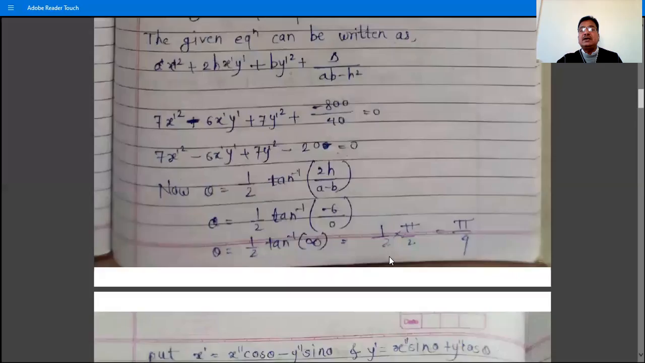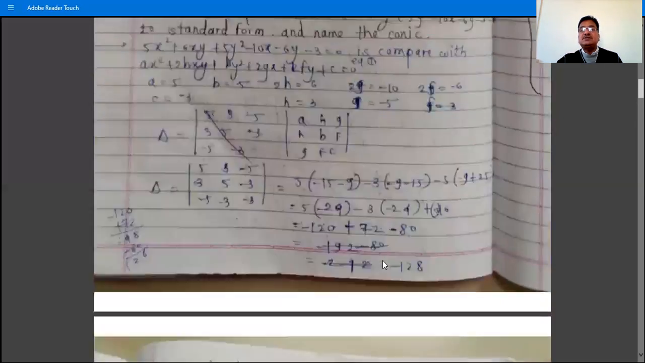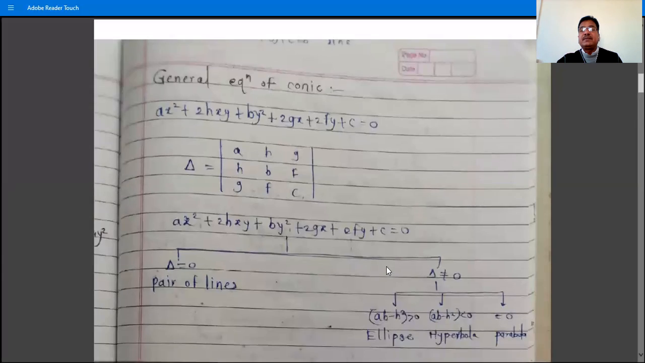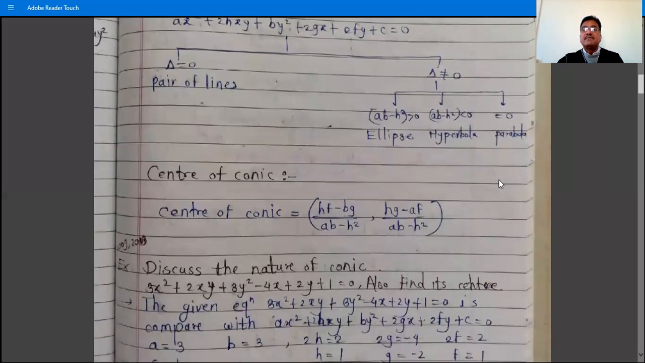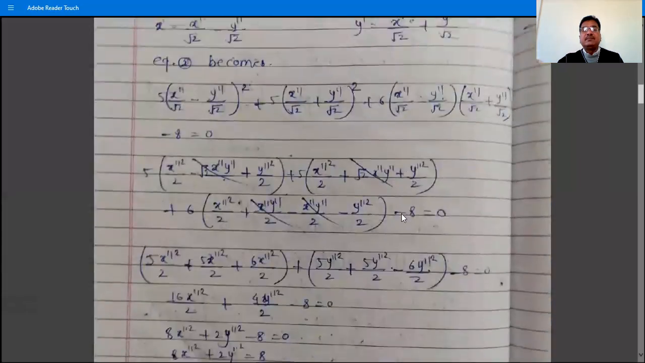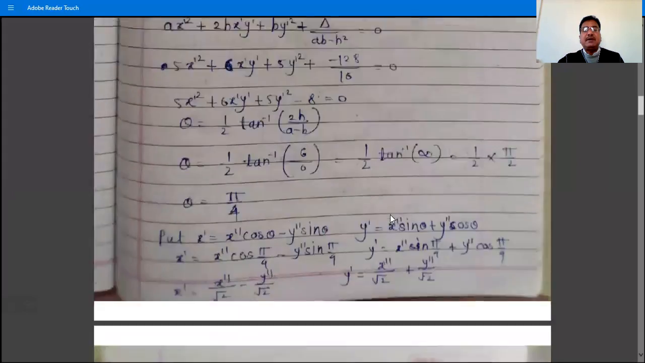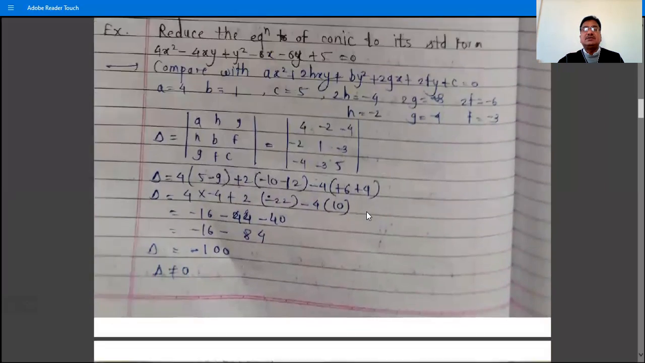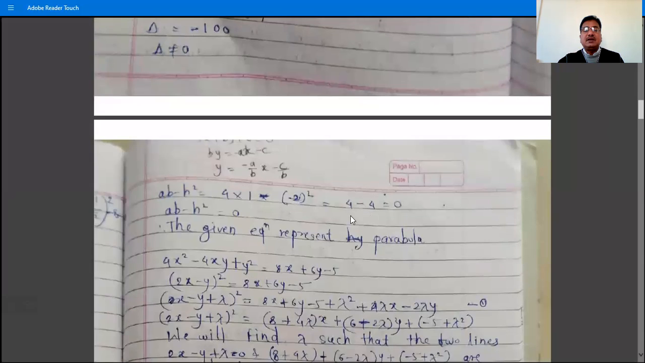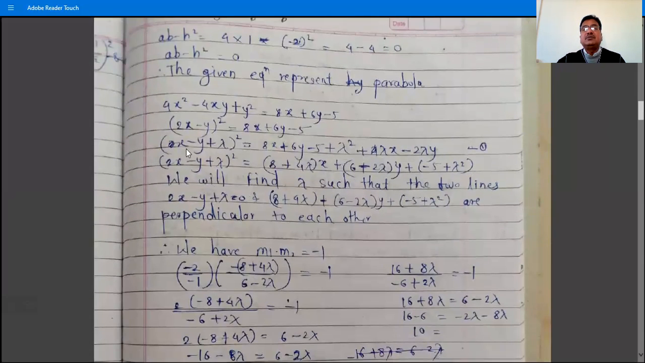So we know that if delta is not equal to 0 and AB minus H square is exactly 0, then the given equation represents parabola. If delta is not equal to 0 and AB minus H square is greater than 0, then the given equation represents ellipse. And if AB minus H square is less than 0, then the given equation represents hyperbola. But if AB minus H square is equal to 0, then the given equation represents parabola. And therefore, this given equation represents parabola because we have delta not equal to 0 and AB minus H square equal to 0. The nature of the conic is parabola.